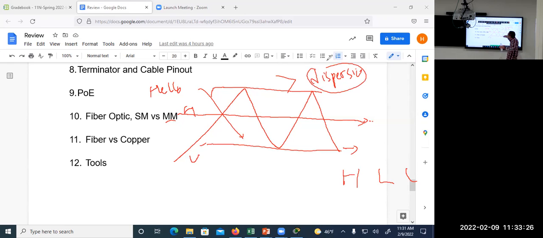And that's why in multimode you cannot transmit a long distance. Otherwise, you have a huge problem with dispersion, and the signal is totally distorted. Does it make sense?